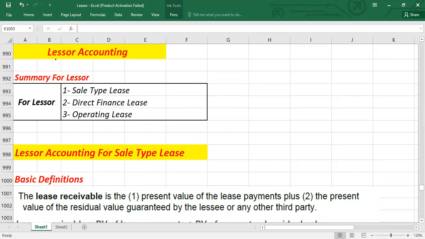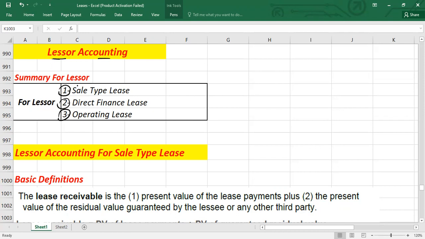Today we are going to talk about lessor accounting, and from the lessor's point of view we have three types of lease. First is called sale type lease, second is called direct finance lease, and the third is called operating lease. How the lessor will classify the lease as sale type, direct finance, or operating lease, we have already covered in the previous video. I will provide you the link of that video in the description of this video.